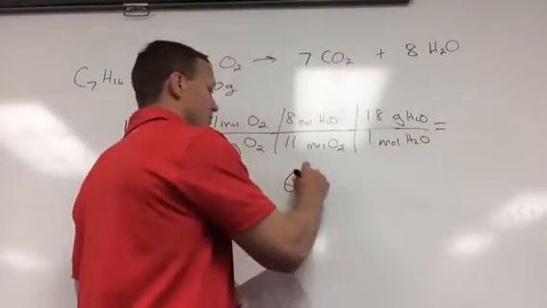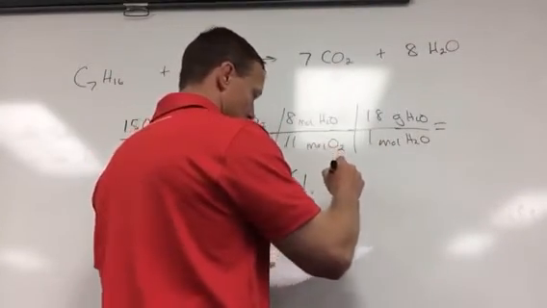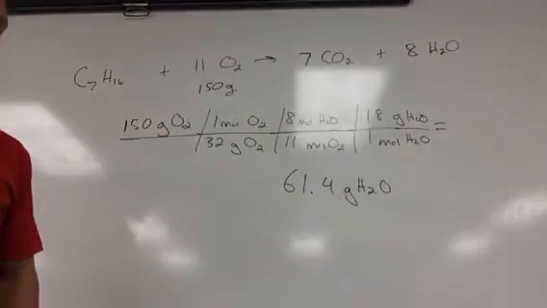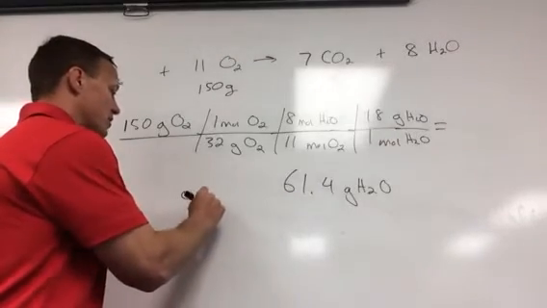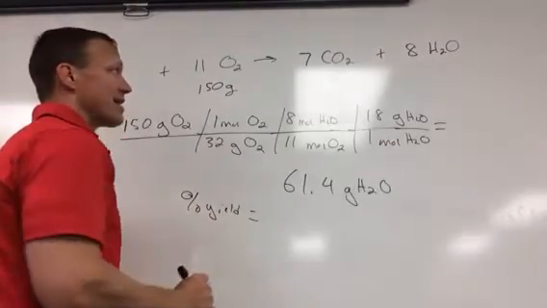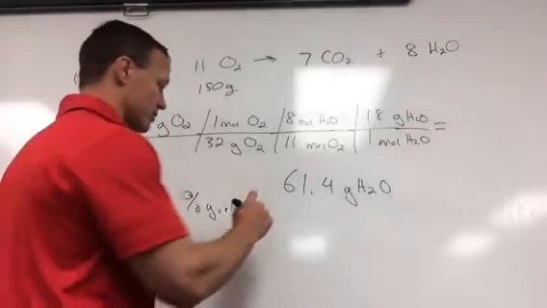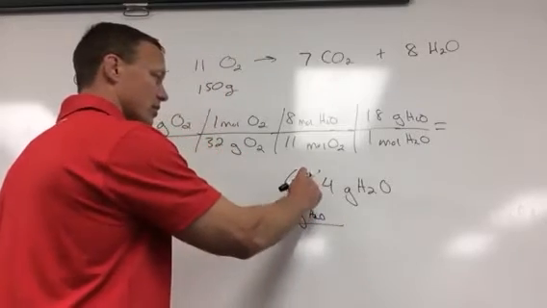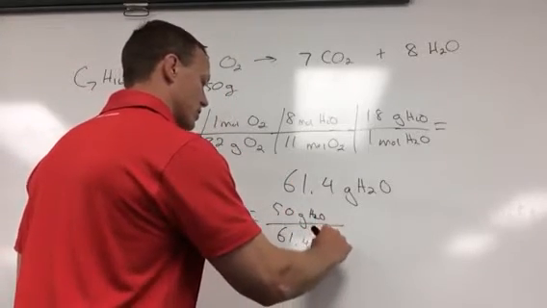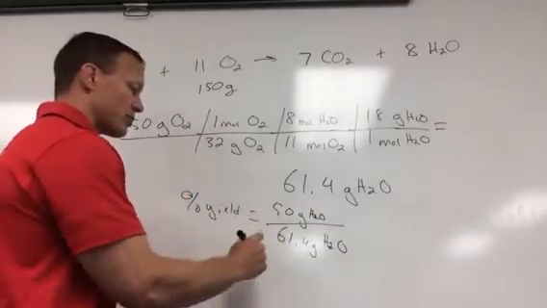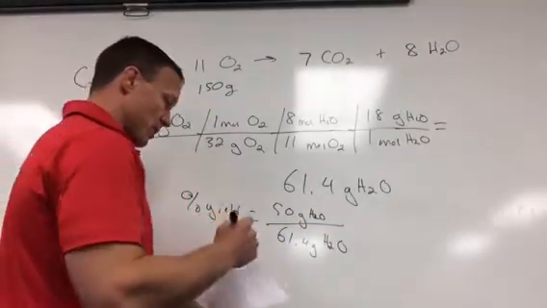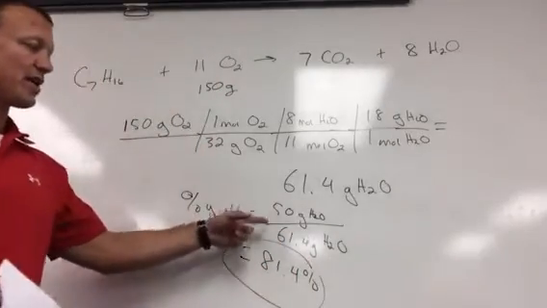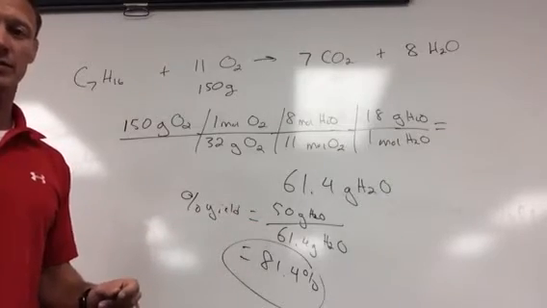When you do that, I'll write this down here. It's 61.4 grams of water. That is what their theoretical yield is. That's what they should have gotten. So the percent yield of water would be what they actually got, which is in the question, 50 grams, divided by what they should have gotten, 61.4 grams. So if we divide those two, they had a percent yield, at least these people did, of about 81.4%. So the 50 grams they got was 81.4% of what they should have gotten.